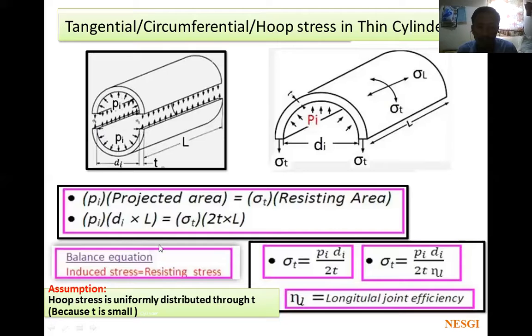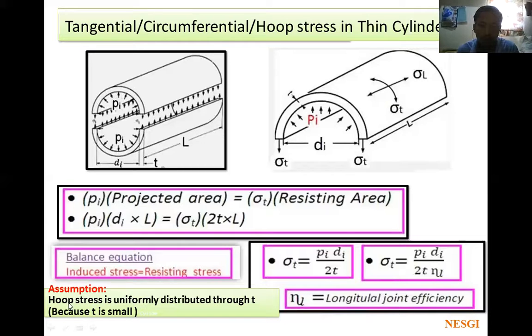So if we simplify this, we will get sigma t is equal to pi into di by 2t. So sigma t is equal to pi into di by 2t into eta L. So eta L means, what is it? It is called the efficiency of longitudinal joint, otherwise you can also say it as the longitudinal joint efficiency.